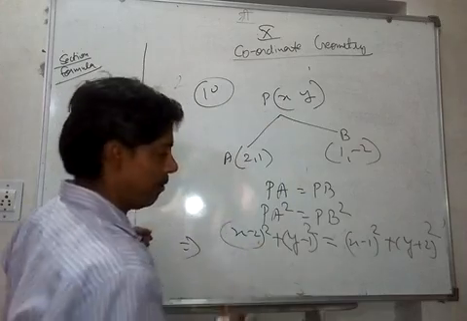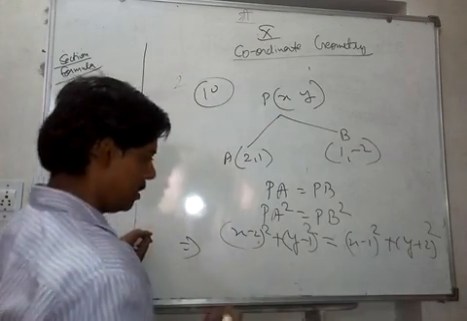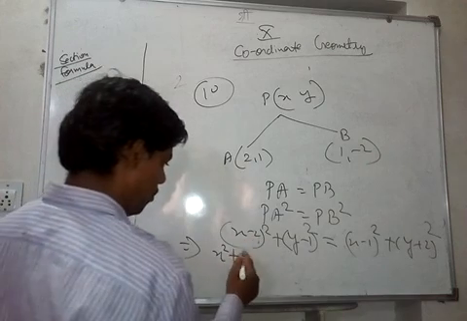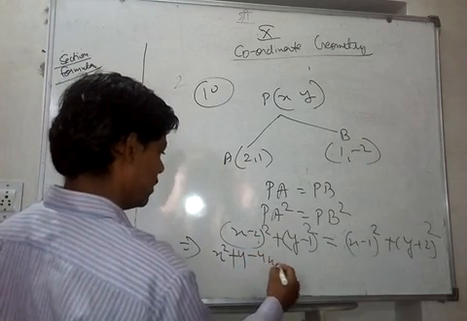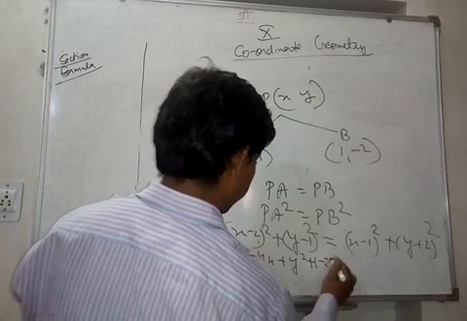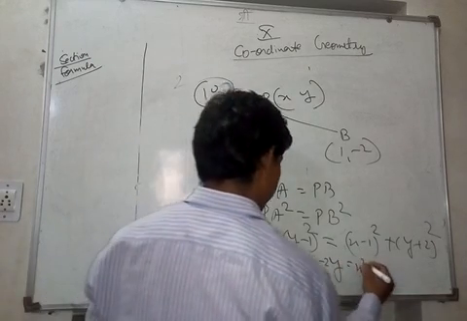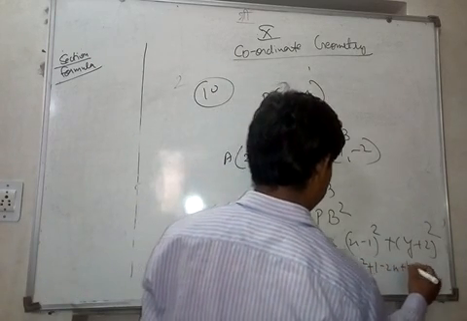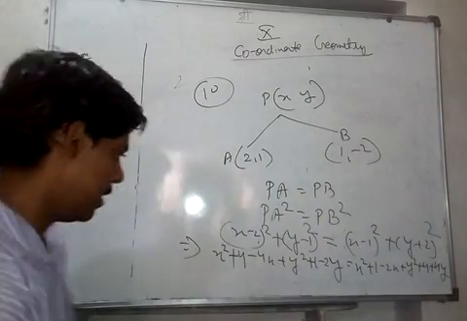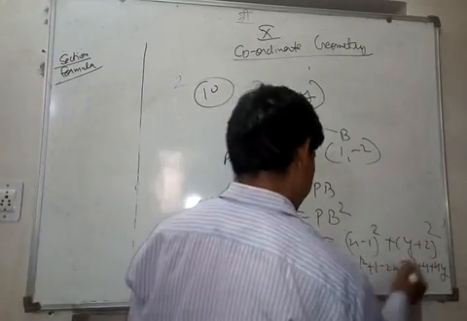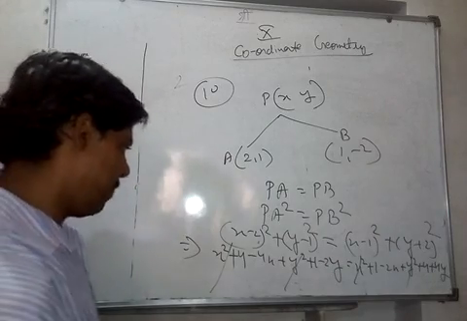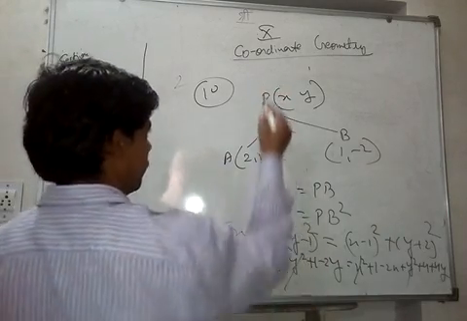Let's see which relationship we are talking about. x square plus 4 minus 4x plus y square plus 1 minus 2y is equal to x square plus 1 minus 2x plus y square plus 4 plus 4y. Now you can cancel this and this. x square and y square get cancelled on both sides, and what is left? You get 4 plus 1, 5.